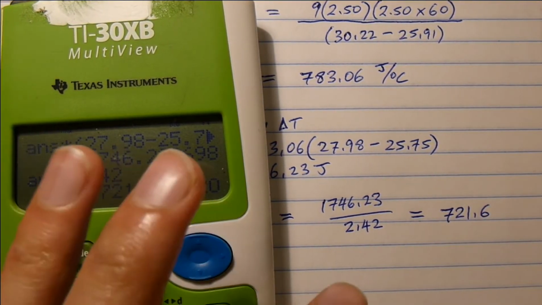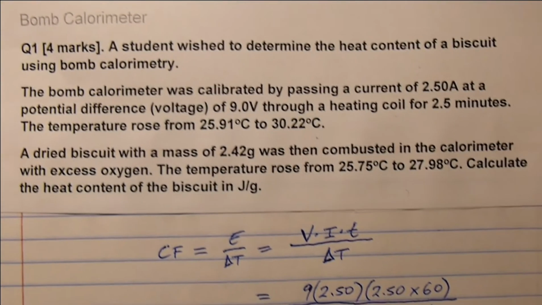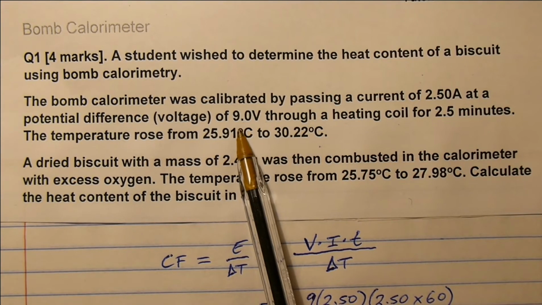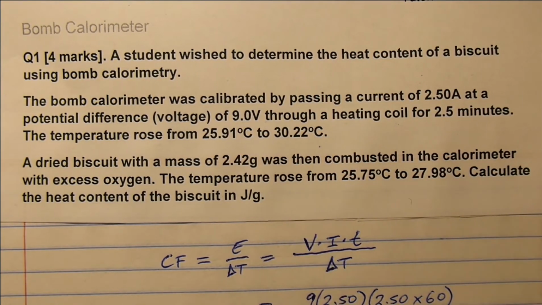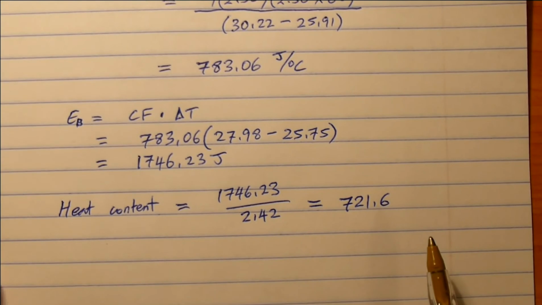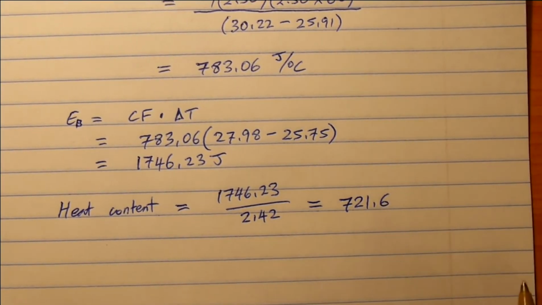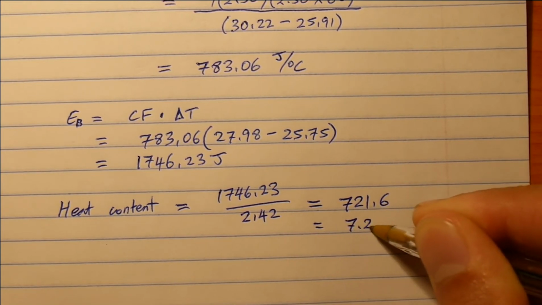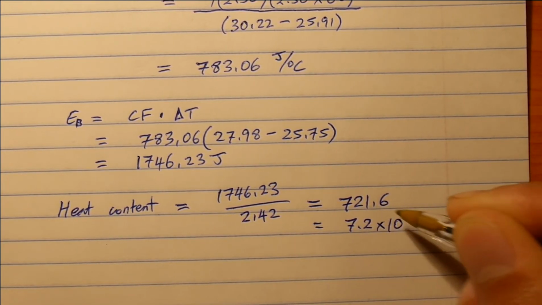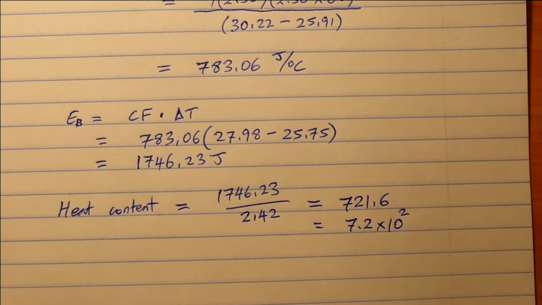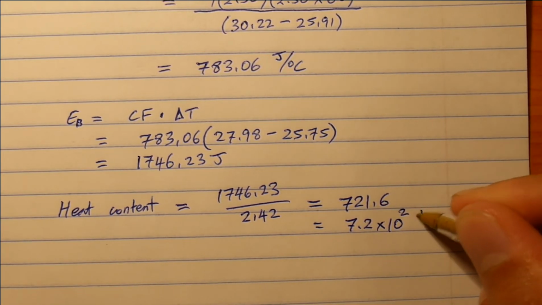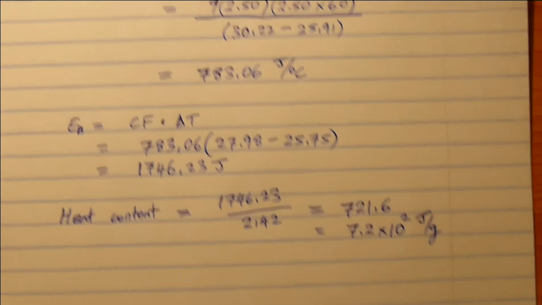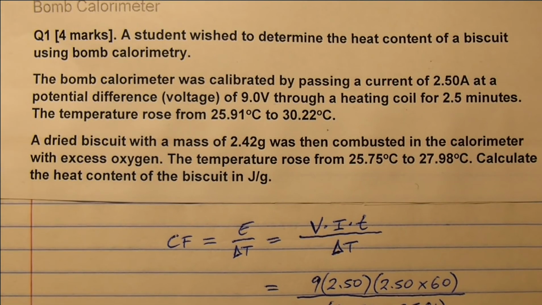721.6. Now, just looking at significant figures, looks like I had 2 was the least number here, so I could just round this to 7.2 by 10 to the 2, and the unit here is joules per gram. Okay, and that's the end of the question, guys.